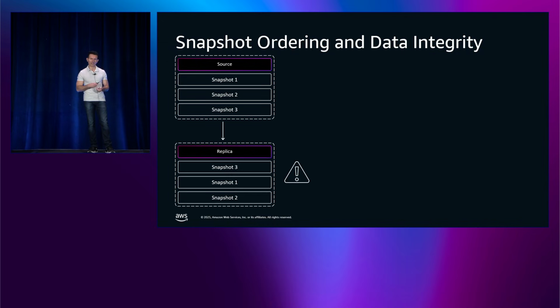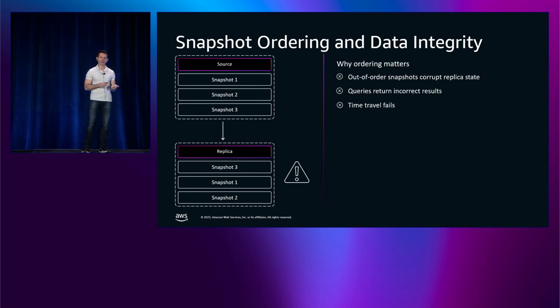So you can never replicate, for example, snapshot 3, the deletion, before the update or the creation. That doesn't make sense. If you do that, you will actually corrupt the replica. You will not be able to execute queries or even time travel. So the question is, how do we solve that in a strict tables replication to replicate everything in order?